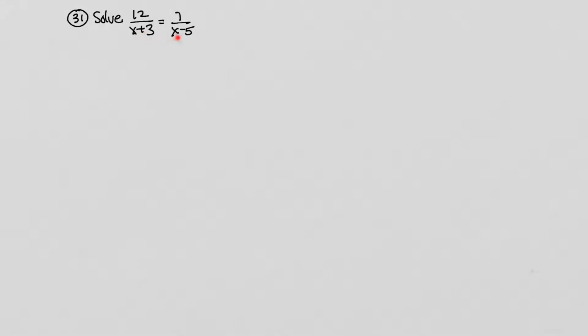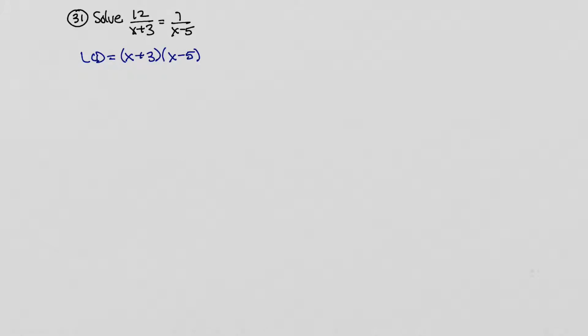We want to solve this rational equation. We have a rational expression equaling another rational expression. And what we're going to do to start this is to find the LCD. So the LCD here is going to be x plus 3 times x minus 5.